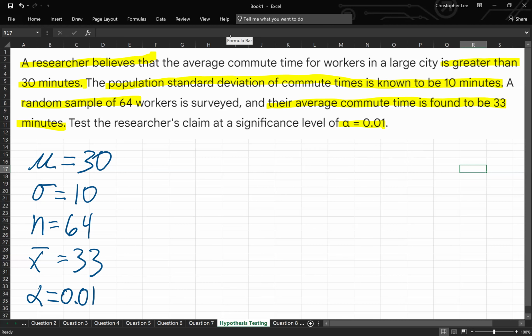So 5 steps, right? 5 steps. Step 1, I want your null and alternative hypothesis.